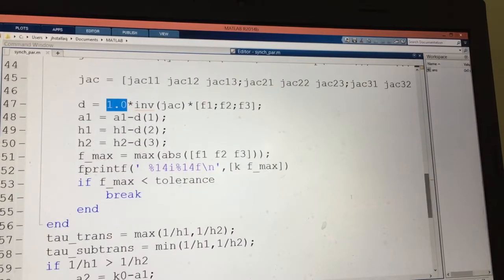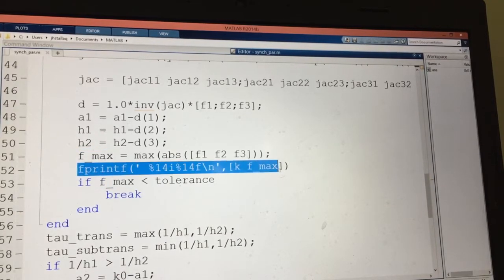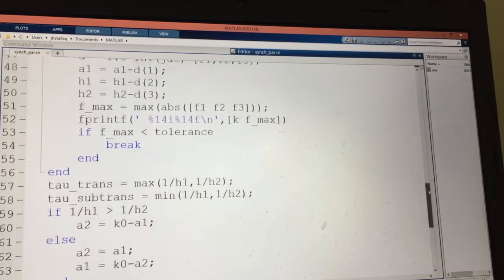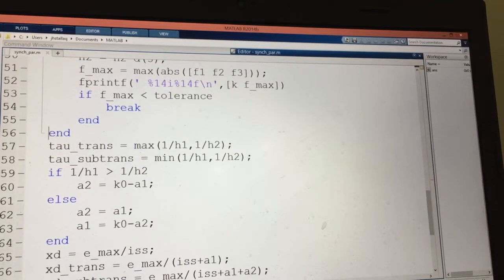Then we calculate the maximum f, which is the maximum of the absolute of f1, f2. If that maximum is less than the tolerance, we print it also, and we break the loop. So we can achieve convergence before the 1000 iterations. Then we end the iterations. This will end the program.